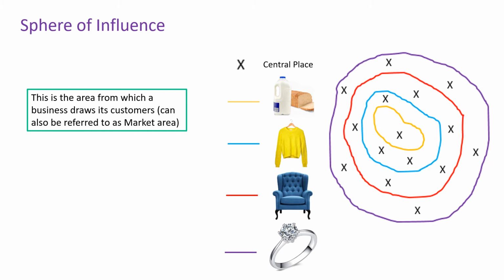Sphere of influence, also part of this theory. This is the actual area from which a business draws its customers. We also sometimes refer to it as the market area. So if we look here, this yellow circle in the middle, that would be the sphere of influence for bread and milk. The blue one, they were looking at clothing retail, so it needs to be a bigger sphere of influence, and so on as well for the furniture shop, and eventually the specialized jeweler. So if we look at it like this, the more often a service or function is needed, the smaller its sphere of influence. So you would buy bread and milk a lot more often than what you would buy furniture.